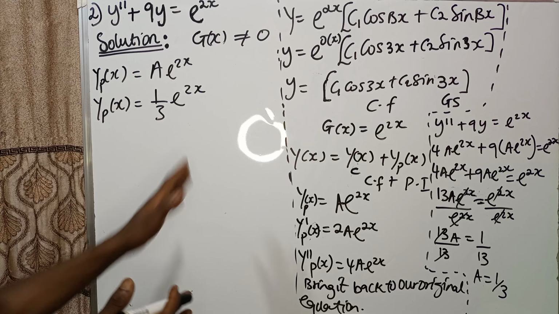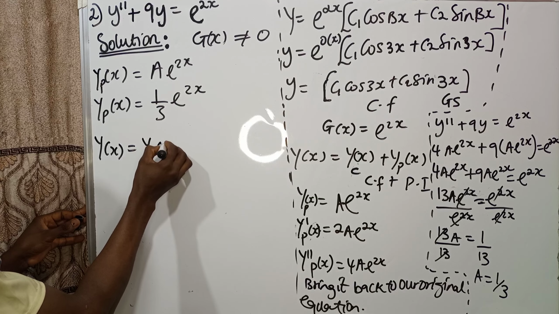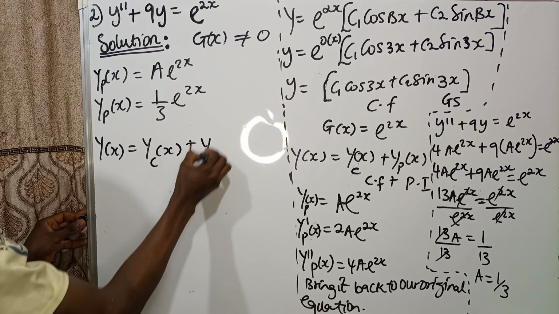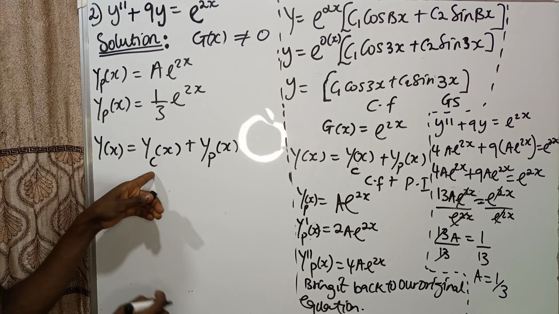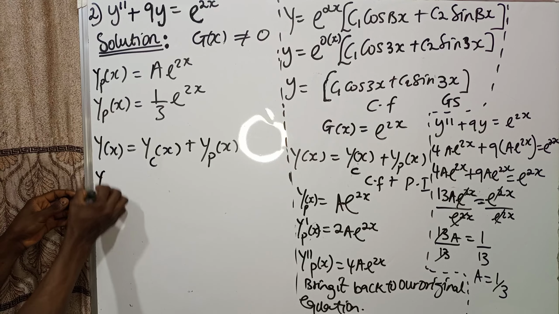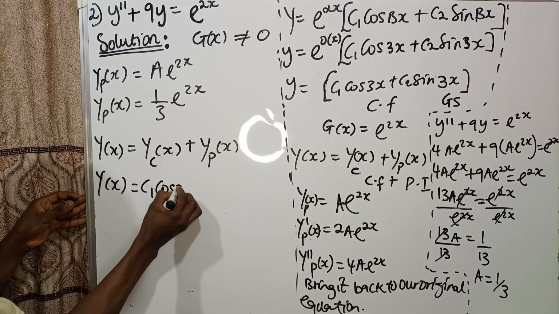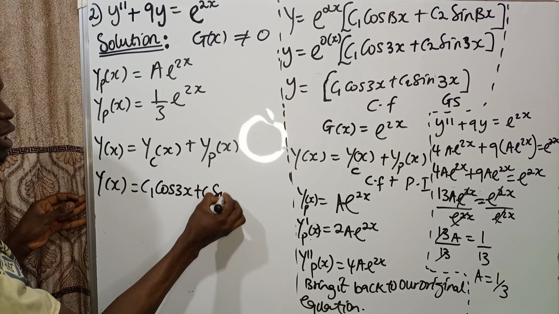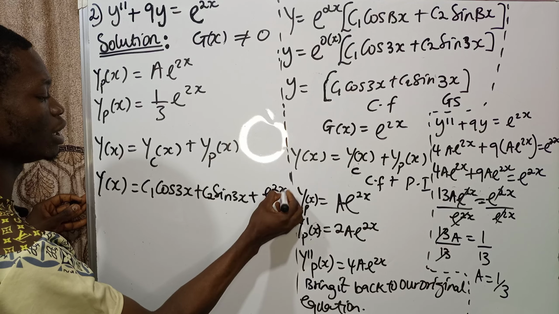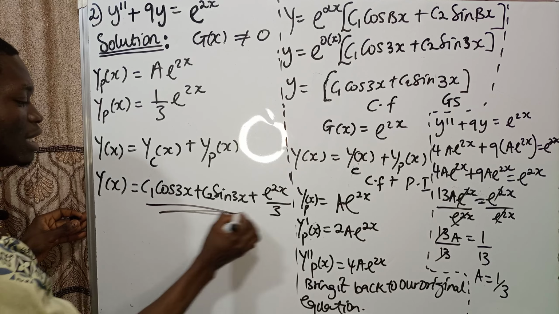Now our general solution for the non-homogeneous equation is y(x) = y_c(x) + y_p(x), the value we got from the complementary function plus the value of our particular integral. So y(x) = c1 cos 3x + c2 sin 3x + e^(2x)/13. This is our general solution.